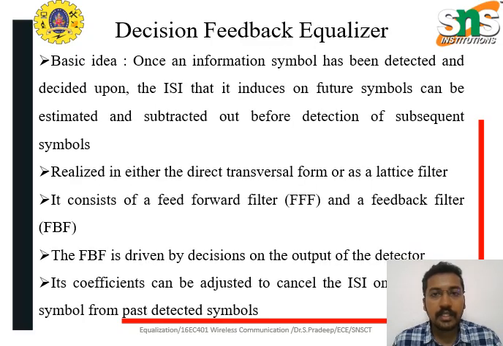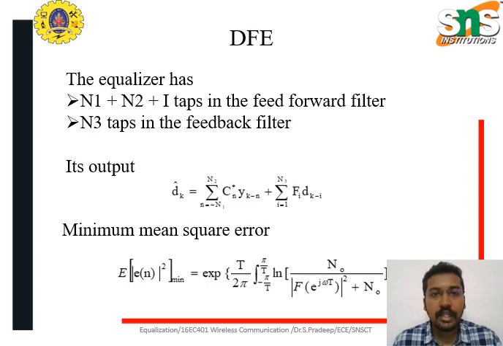Decision feedback equalizer. It is a type of nonlinear equalizer used in communication systems to mitigate inter-symbol interference, which occurs when the signal from a previous symbol interferes with the current symbol's reception. It works by making decisions about the received symbol and using this information to adjust the equalization process, effectively cancelling out the interference.